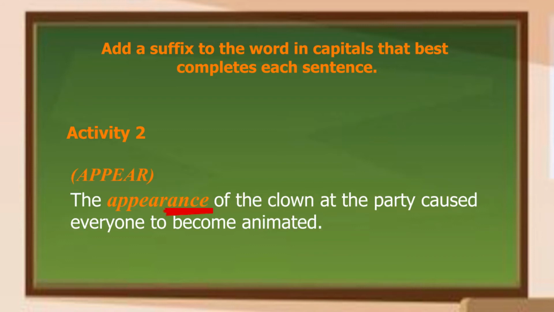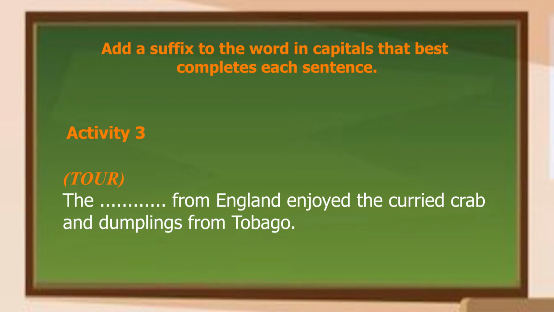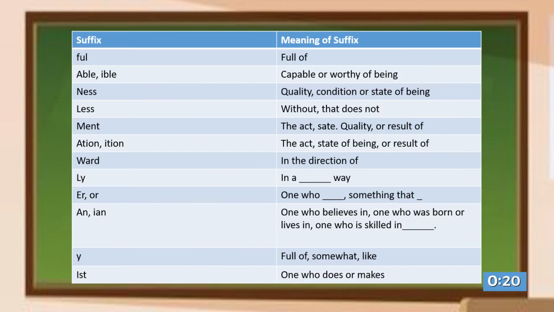Ance. It now becomes appearance. Very good. The appearance of the clown at the party caused everyone to become animated. Very good. Number 3, we have the word tour in brackets, and the sentence reads, the something from England enjoy the curried crab and dumplings from Tobago. Which suffix should we add to the word tour?